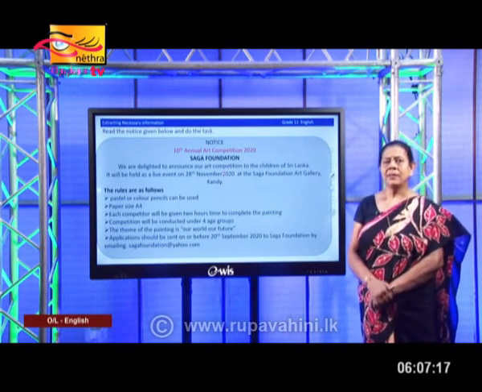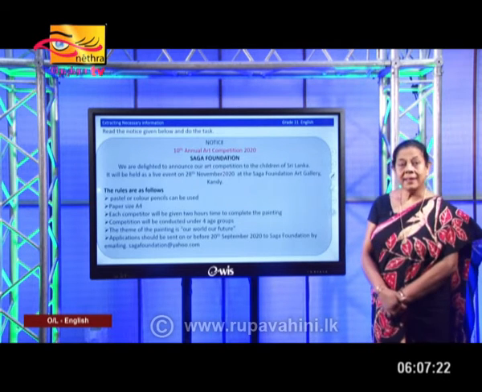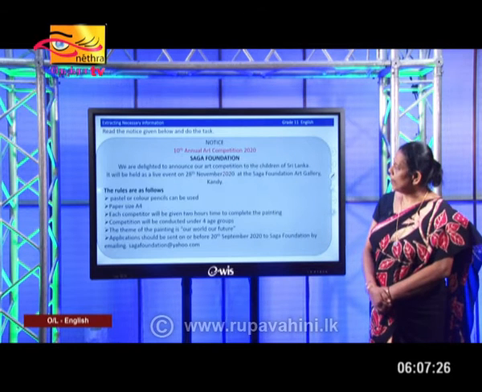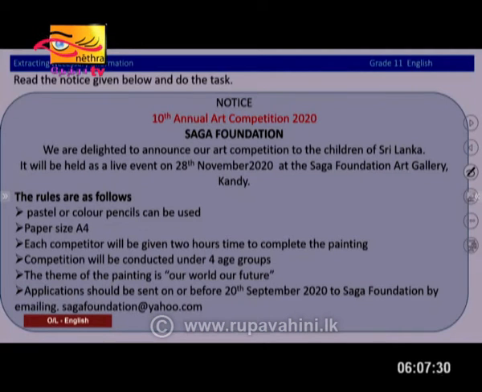Children, what can you see? Yes, that is a notice. Right? So, what is it about? 10th Annual Art Competition 2020. Right. Now, you have to read the notice. You have to read it carefully. There will be an activity below that. Are you ready? Yes. Read it quickly.